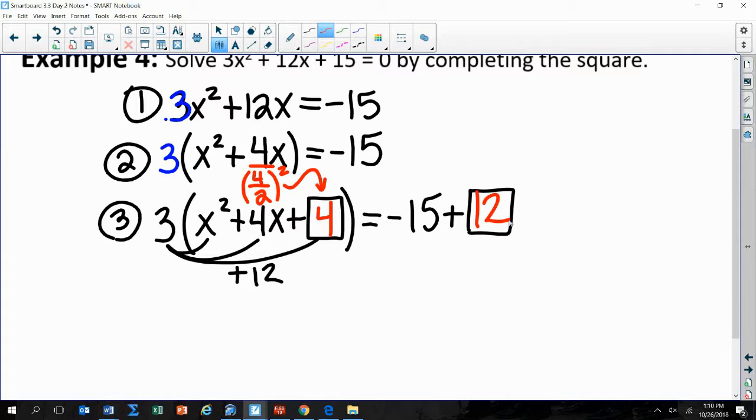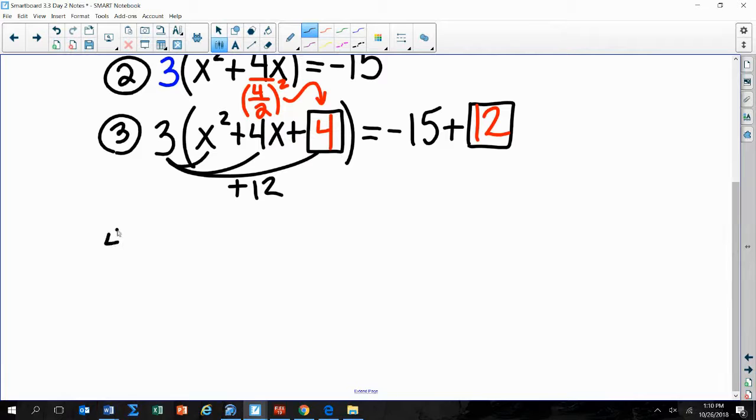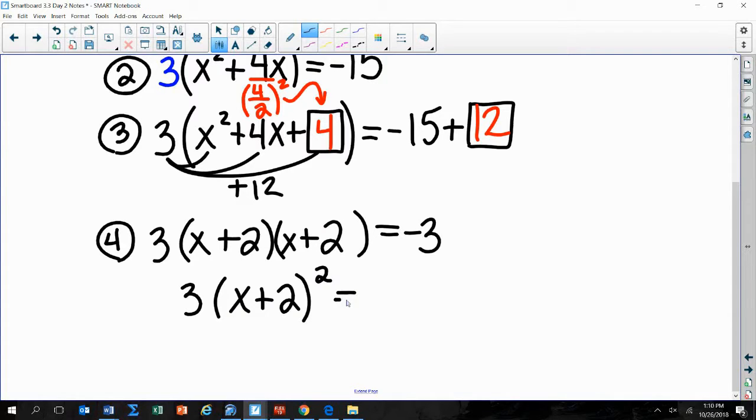Okay. So step 4 says factor the side of the equation with the x squared and x term. So over here, I want to factor this side. 3. And what's this going to factor to be? X and x gives me x squared. What multiplies to give me 4 and adds to give me 4? 2 and 2. What are my signs in the middle? Plus. Right, everything's positive over here. And then on this side, negative 15 plus 12 would be minus 3. Okay, so I'll get 3 x plus 2 quantity squared equals negative 3. Okay.